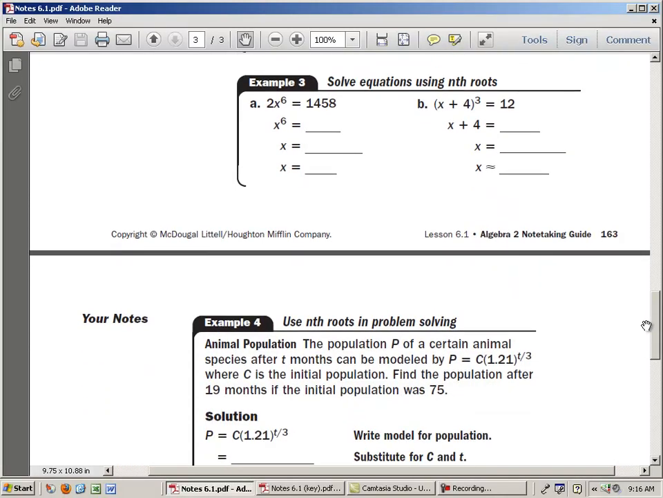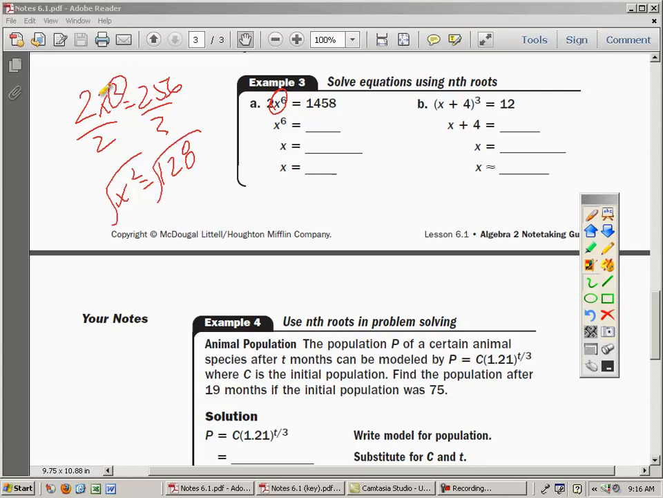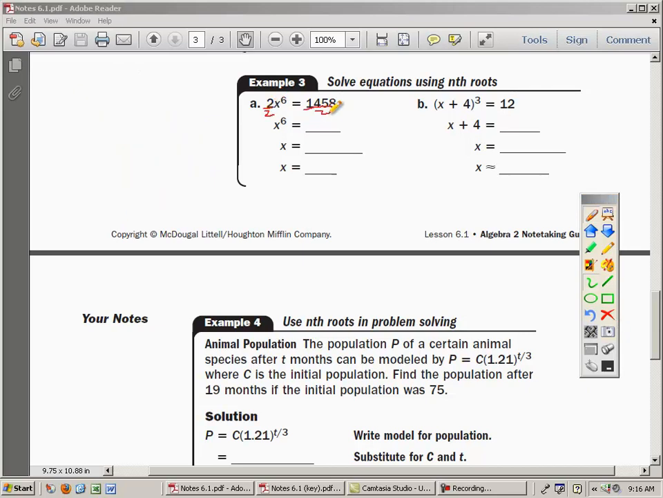All right, so let's solve a couple of equations that involve using nth roots. First of all, if we're trying to isolate the x to the 6th, if we were doing this back a couple chapters ago, we would divide by 2, whatever this comes out to be, 128, and then I would take the square root of both sides if it was the second power. Now we're dealing with the 6th power, so big deal, right? Let's divide by 2 and isolate the power, and 1458 divided by 2 is 729.